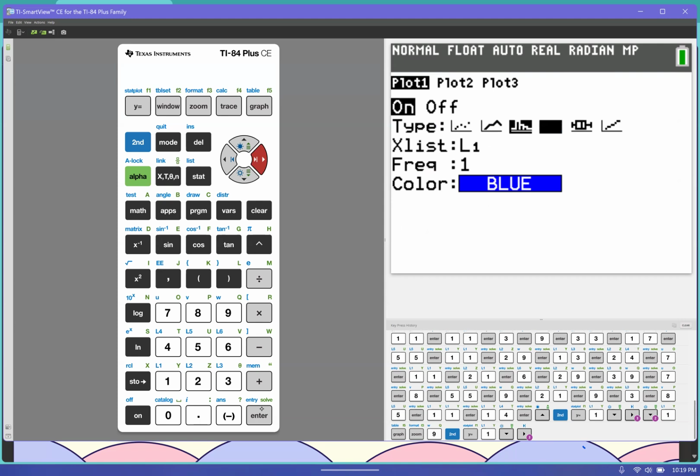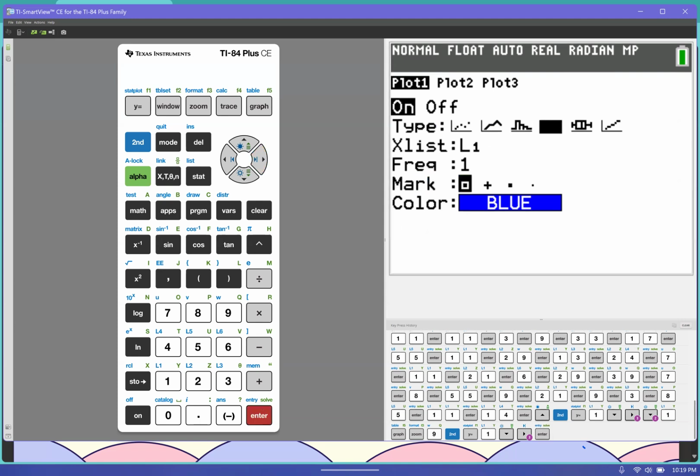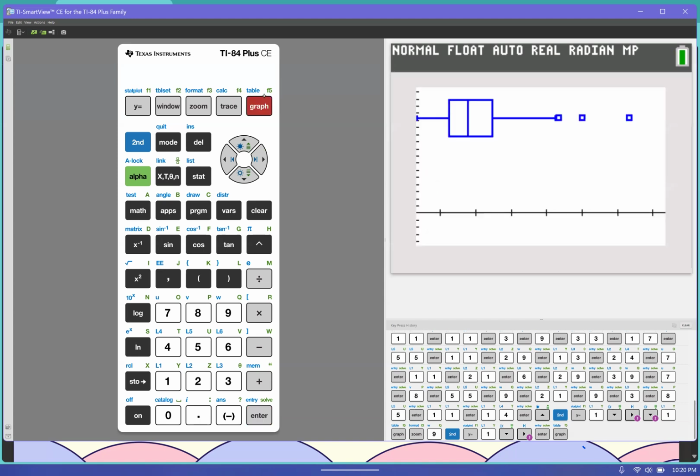Yes, I forgot to press enter. That's what it was. So now, again, L1 for my list and frequency 1. So graph. Okay, there we go.